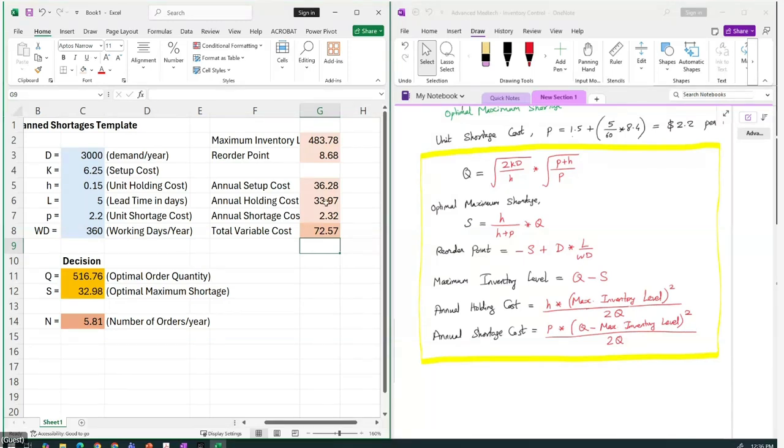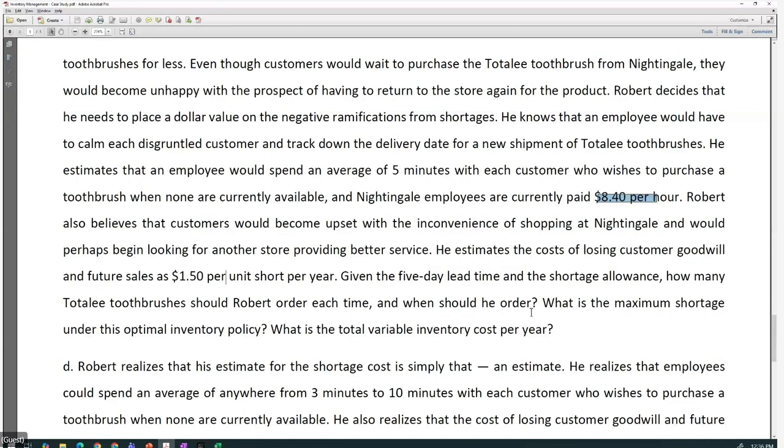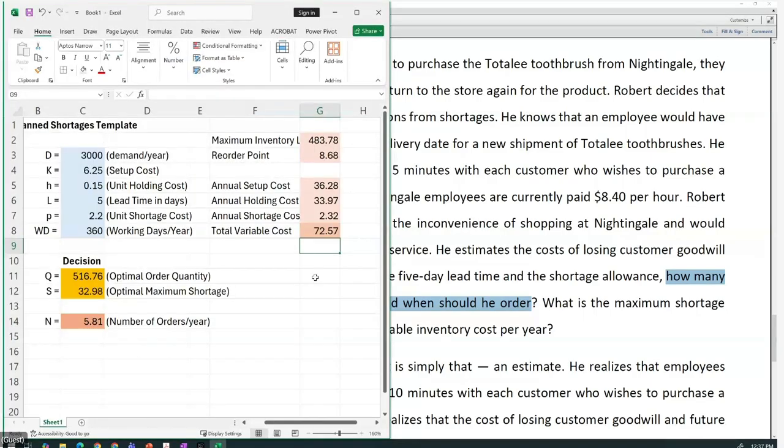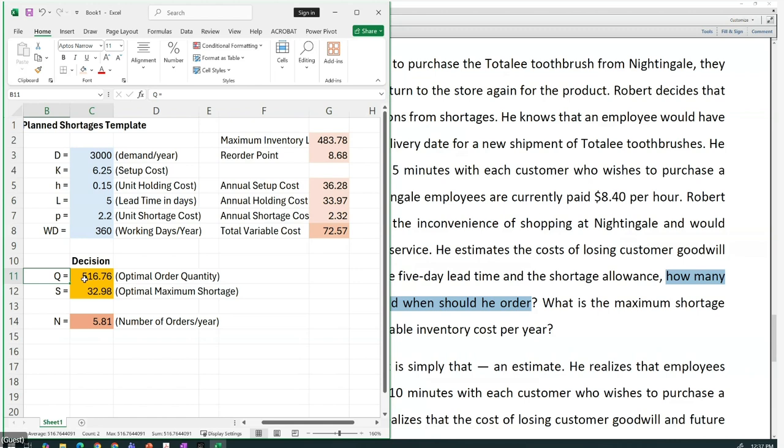Fine. So now let's go back to the scenario. What was the scenario? What am I supposed to find out? Given the 5-day lead time and the shortage allowance, how many brushes should Robert order each time, and when should he order? Tell me, how much should he order? When should he order? When the remaining quantity is 8.68. So let's round it up to maybe 9, right?